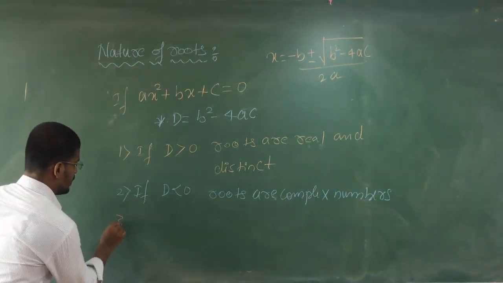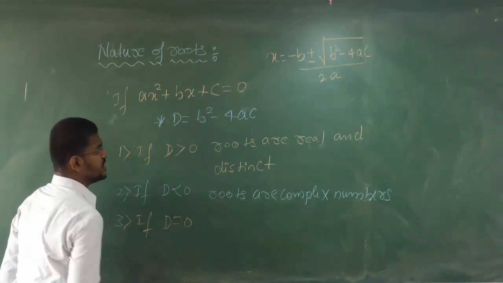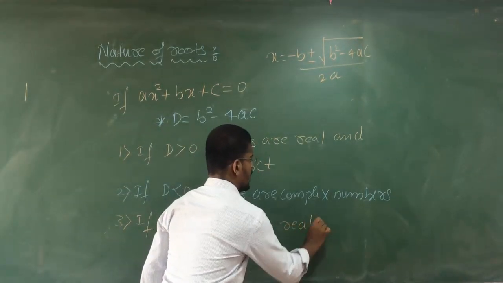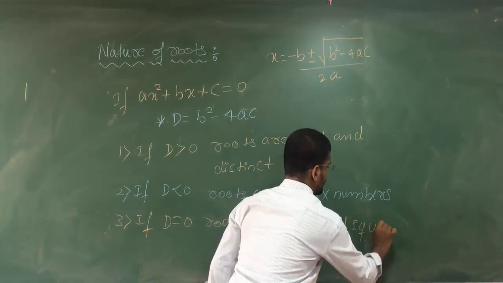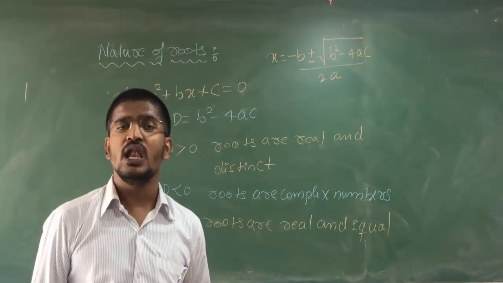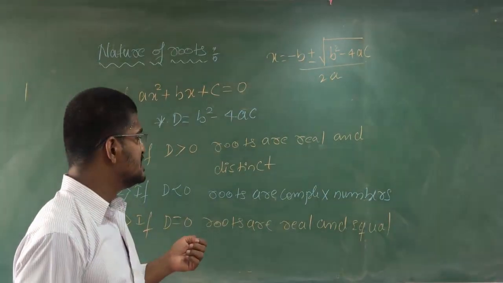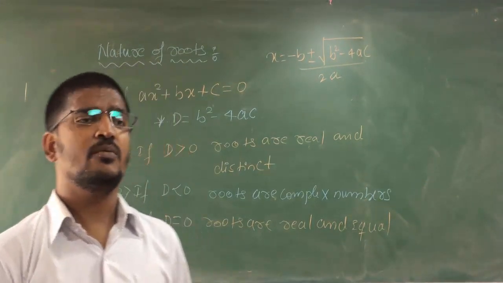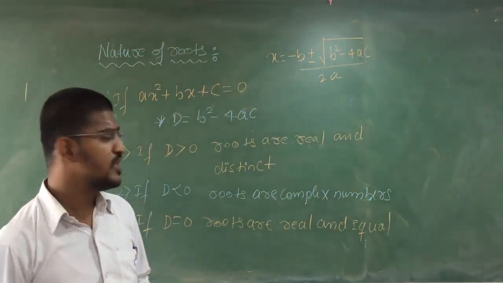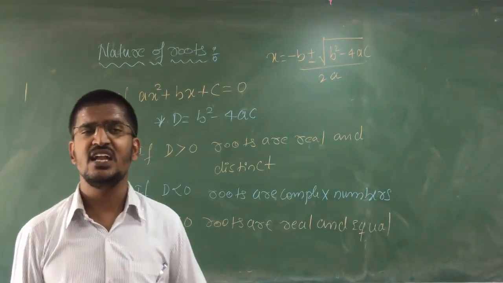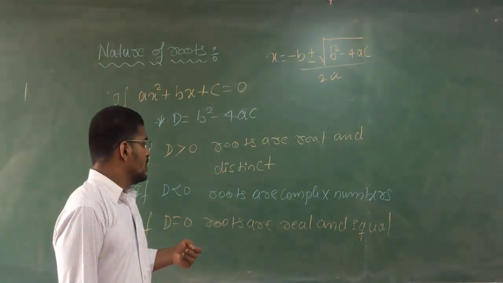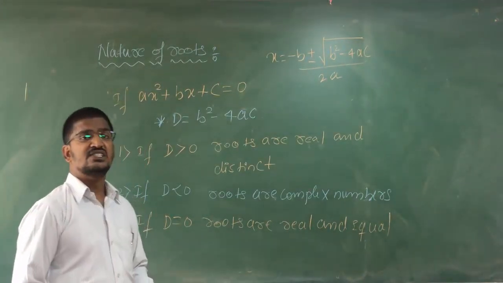Next, third one. If d equal to 0, roots are real and equal. Clear, students? If d equal to 0, roots are going to be equal and they are going to be real numbers, because if d equal to 0, you are going to have discriminant as 0, then the roots are going to be real numbers and they are going to be equal. Clear? So the roots are equal and real if the discriminant is 0.